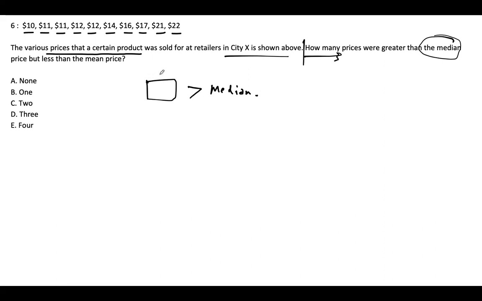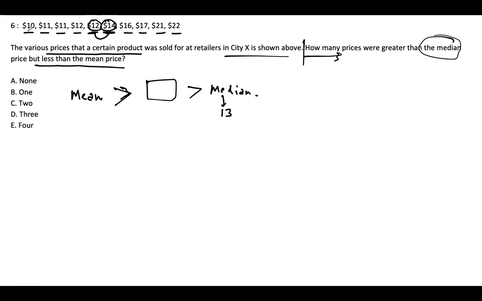the fifth and the sixth terms divided by 2. Fifth and sixth. What is the average of 12 and 14? 13. But less than the mean price. What is the mean price? You need to find the average.